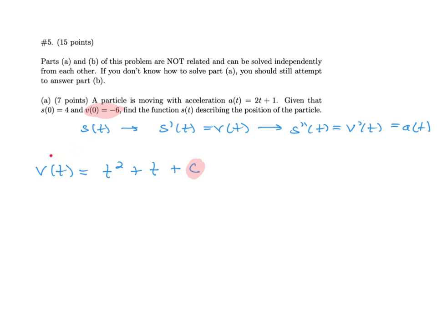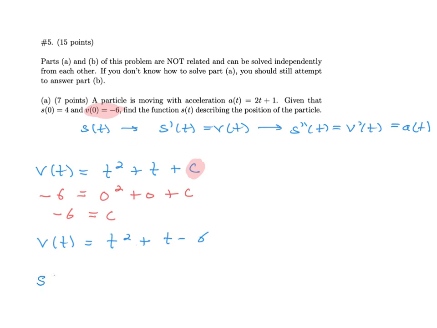Essentially, I'll put -6 in place of v of t and 0 in place of both of the t's. We get this. -6 is equal to 0 squared plus 0 plus c, or c is equal to -6. And we now have a complete velocity function, t squared plus t minus 6. If we're looking to get the position function, I'm now going to find the antiderivative of this function. The reason being, if you take the derivative of the position function, it gives you velocity.